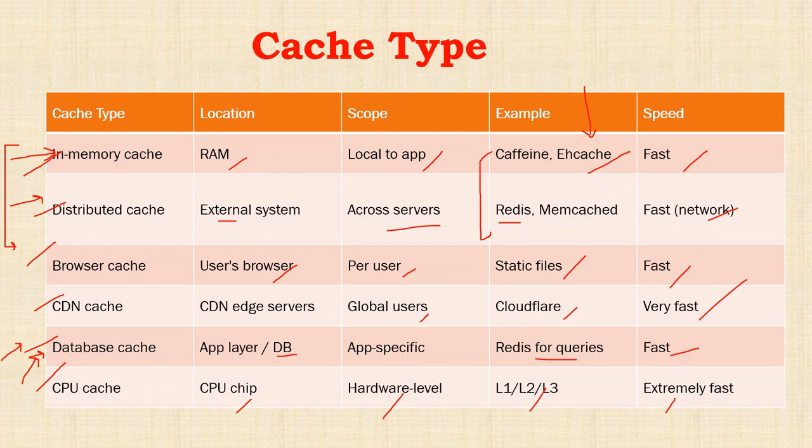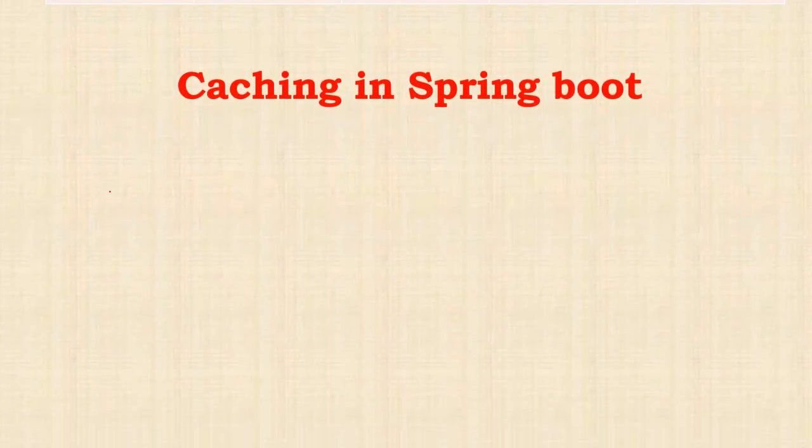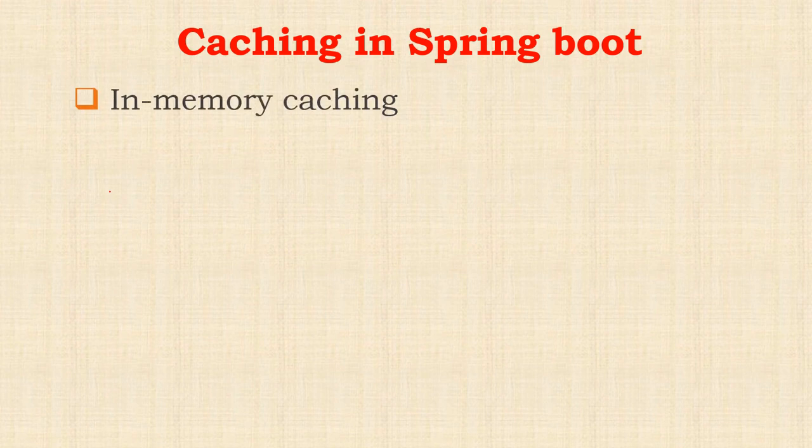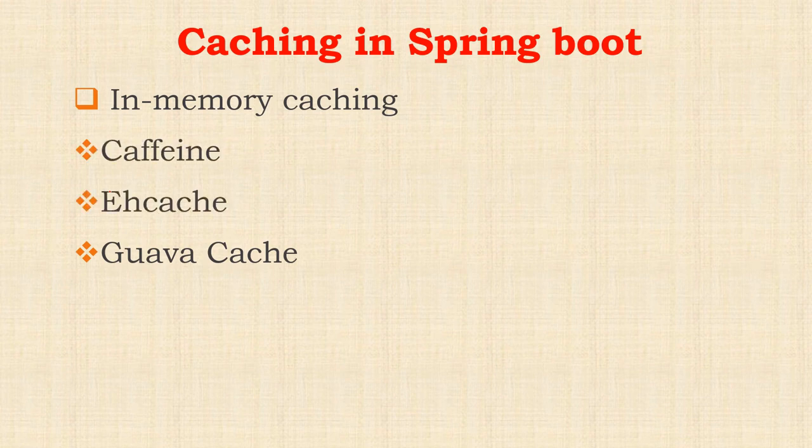When can we use in-memory cache, and when can we use distributed cache, we'll see. Okay, so let's move to the next slide. Caching in Spring Boot, in-memory cache. So when can we use in-memory cache? This is the cache: by Guava cache we can achieve, by Caffeine we can achieve, and by EhCache we can achieve in-memory caching in Spring Boot.